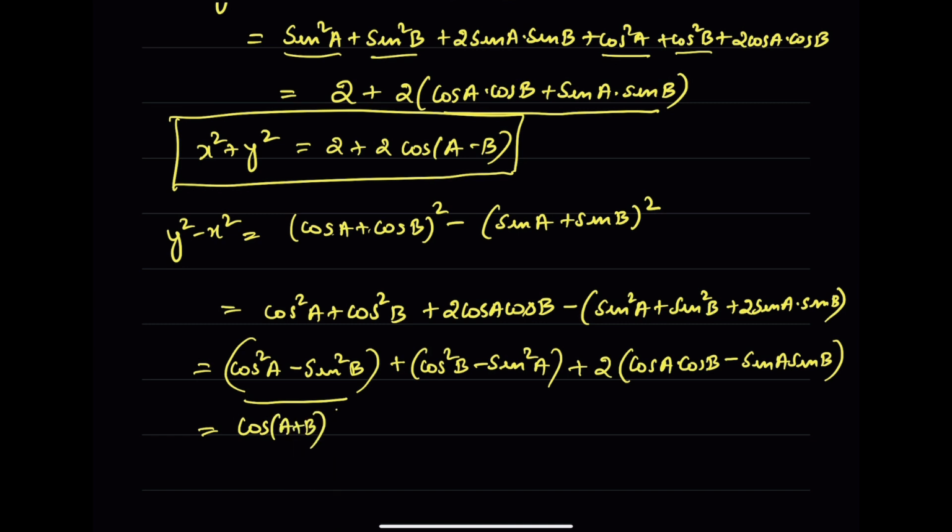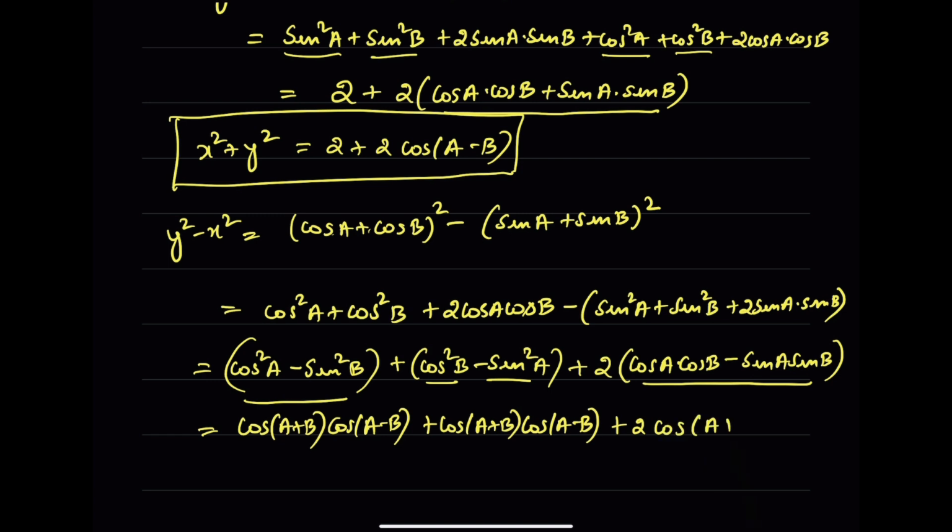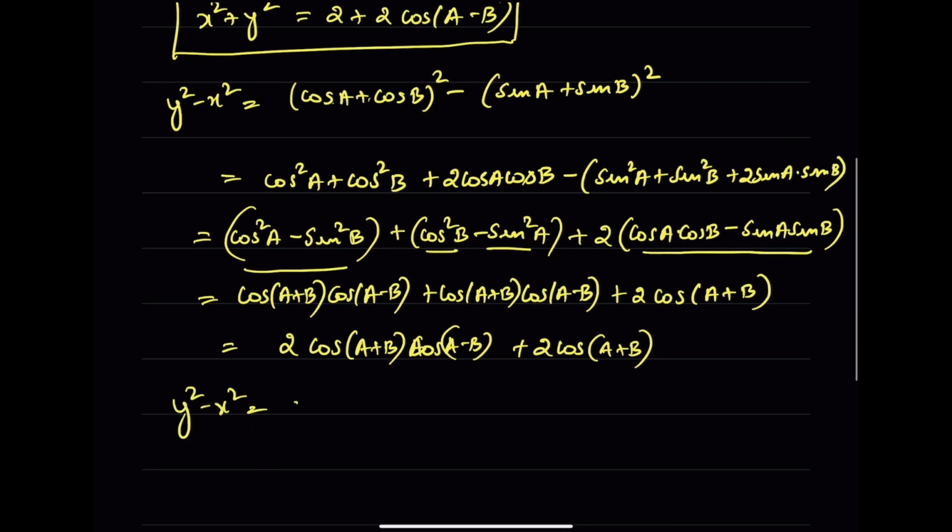Now, in the previous videos, we have learned that cos square A minus sin square B is cos of A plus B multiplied by cos of A minus B, correct? And similarly, cos square B minus sin square A again is cos of A plus B multiplied by cos of A minus B. That is a formula we added in the sheet in the previous video, and the last part is nothing but cos of A plus B. So this will be 2 times cos of A plus B. We can add the first two terms: 2 times cos of A plus B cos of A minus B, plus 2 times cos of A plus B. So basically y square minus x square is equal to 2 times cos of A plus B common, 1 plus cos of A minus B.